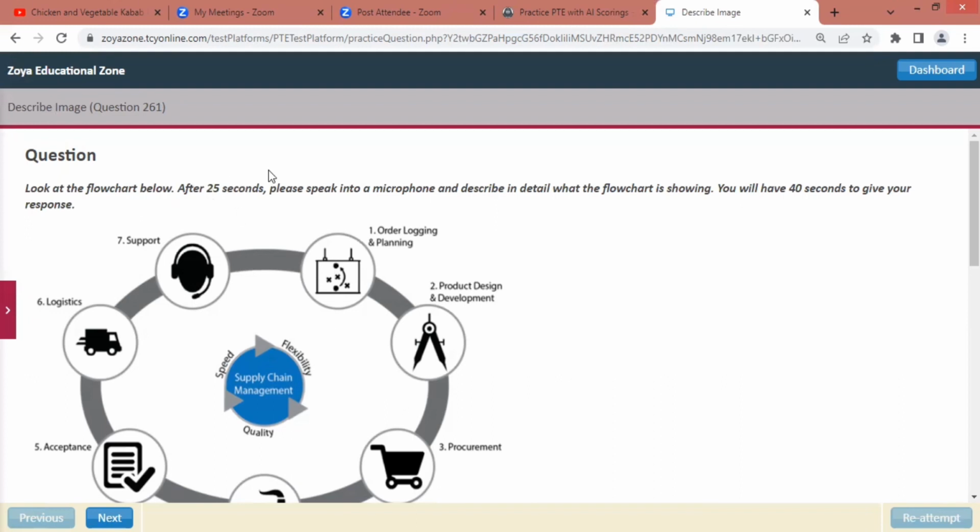After 25 seconds, which is the preparation time, please speak into the microphone and describe in detail what the flow chart is showing. You will have 40 seconds to give your response. So 25 seconds of preparation time, and after that we have 35 seconds, not 40 seconds. It should be minimum 15 seconds, maximum up to 35 seconds.